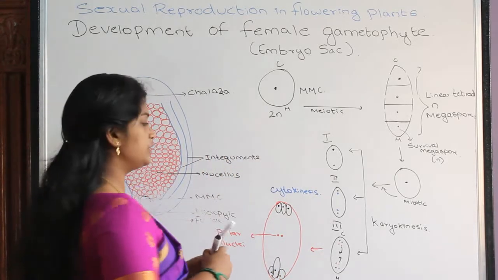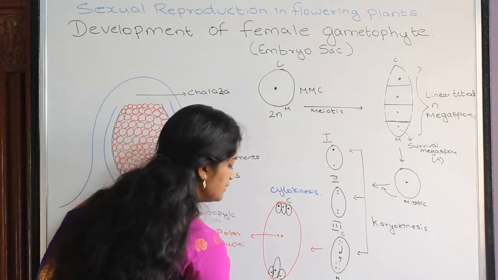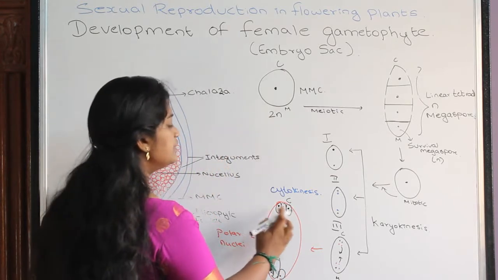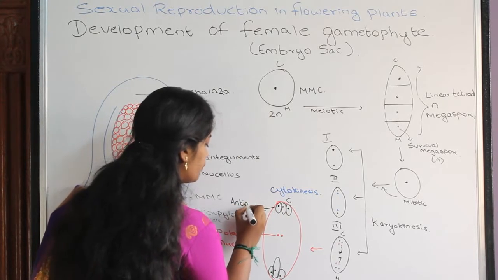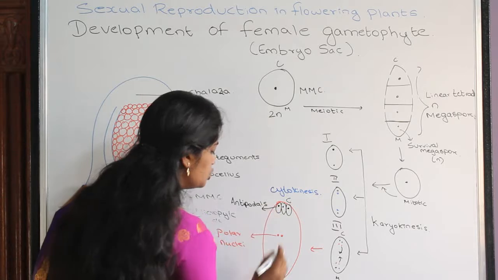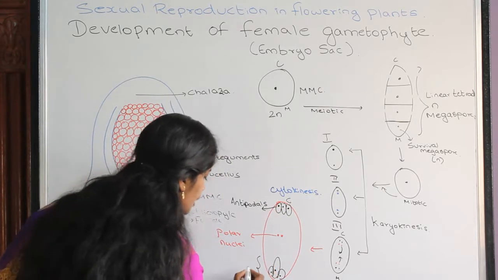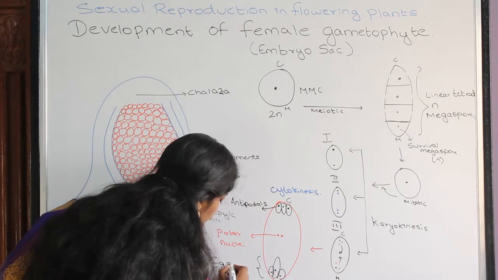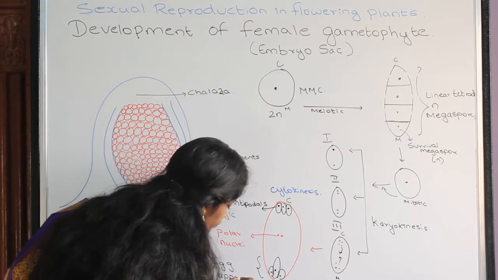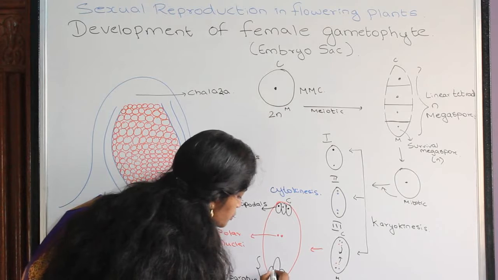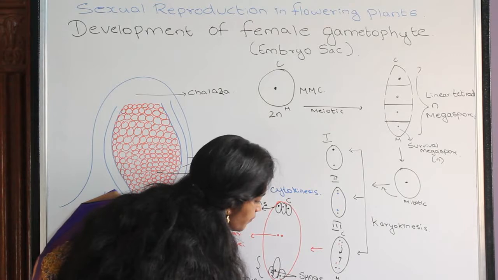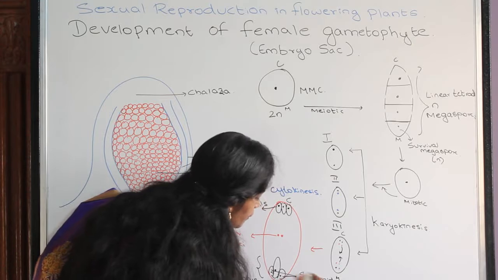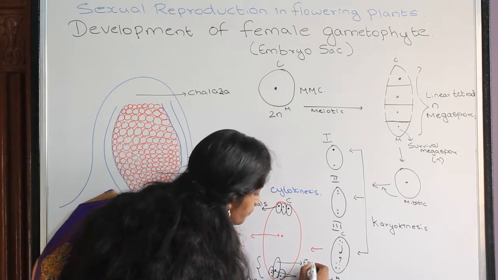The 3 cells towards the chalazal region and 3 cells towards the micropyle region. These 3 cells are called the antipodals, and the 3 cells towards the micropyle region are together called the egg apparatus. The 2 small cells are called the synergids, and the bigger one is called the egg.